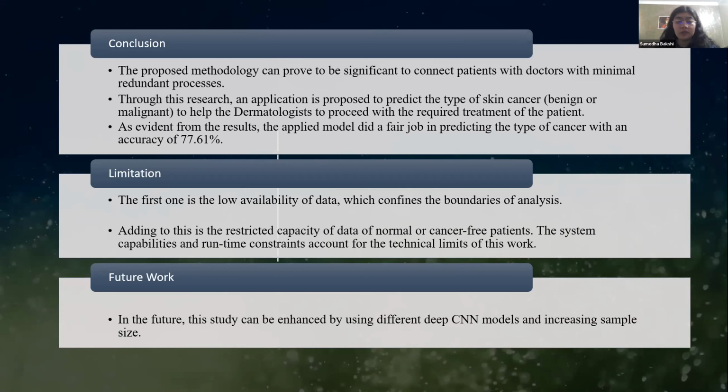The existing limitation of this model is, obviously, the first one, the low availability of data, which confines the boundary of the analysis. And the second one would be the system capabilities and the runtime constraint that we experienced. For future work, I think this entire model will be enhanced if we use other methods for deep CNN and transfer learning, along with more addition to the database. That's it. Thank you.